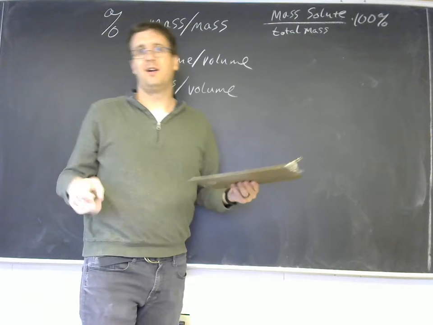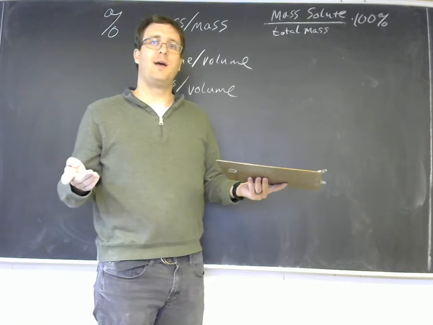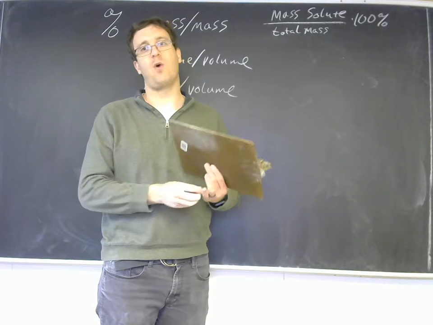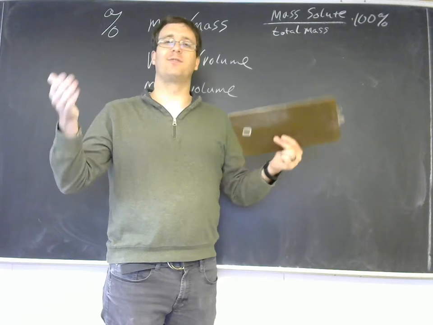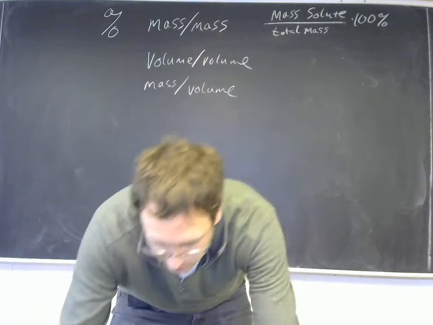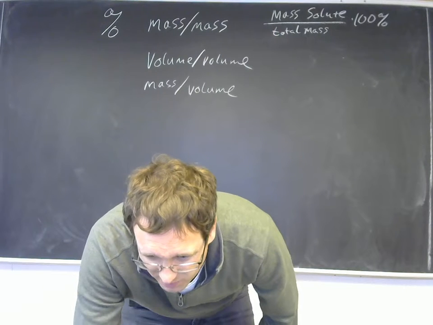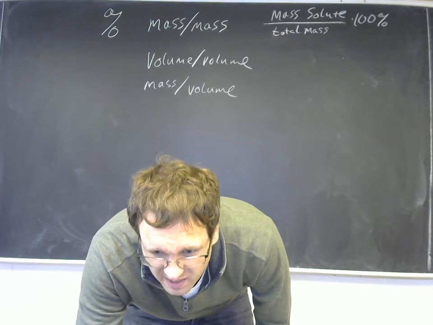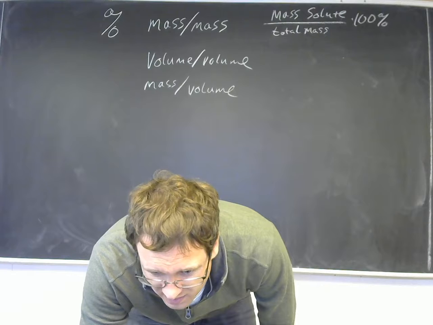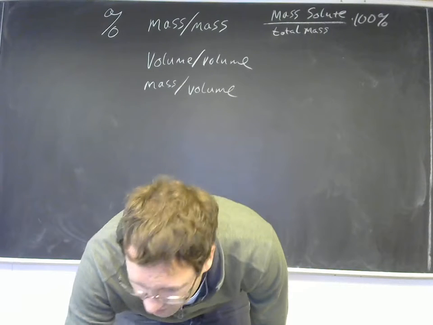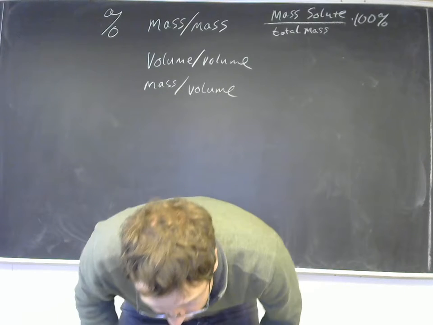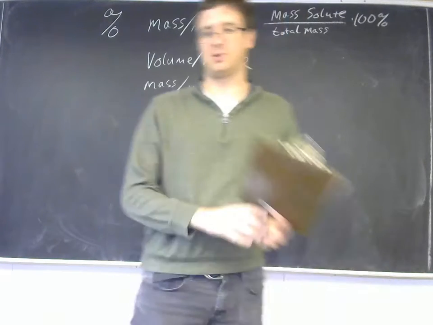If I take 5 grams of sodium chloride and dissolve it in 100 grams of water, then that would be 5 divided by 105 times 100%. Let me just quickly figure out what number that would be. Okay, 5 divided by 105 times 100 would be 4.76 mass percent.